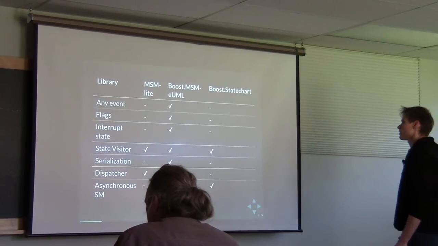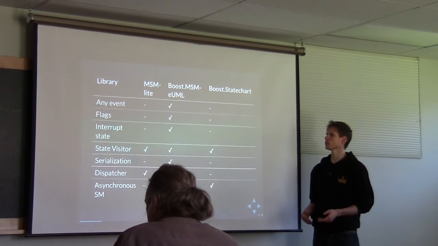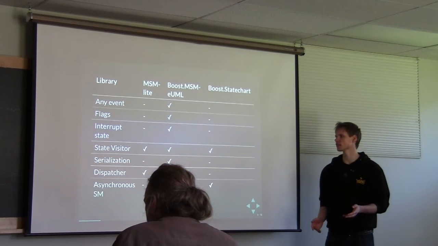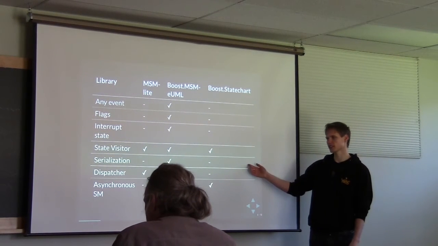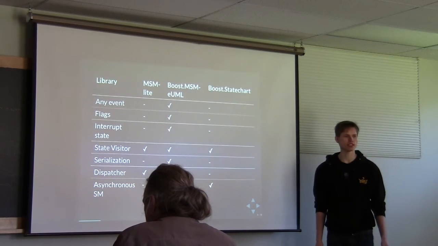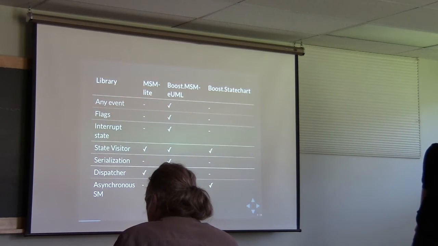Non-UML features, so that's the stuff which is specific to the libraries. For example, MSM implements any event flags, interrupt states. We have visitors, serialization. MSM-lite has a dispatcher, but it's not as important. However, all libraries have specific things.